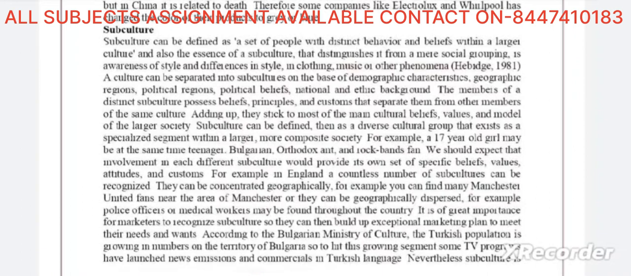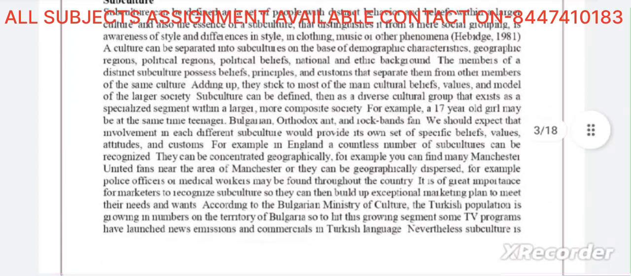A culture can be separated into subcultures on the basis of demographic characteristics, geographic regions, political beliefs, national and ethnic background. The members of a distinct subculture possess beliefs, principles, and customs that separate them from other members of the same culture. Adding up, they stick to most of the main culture, belief, values, and model of the larger society.